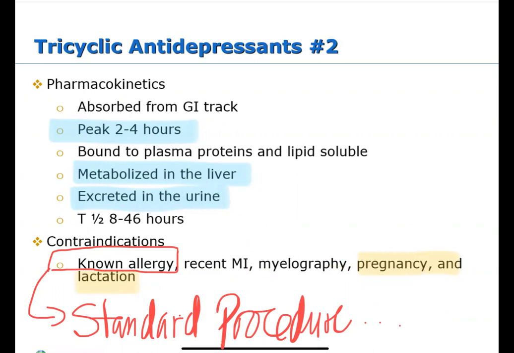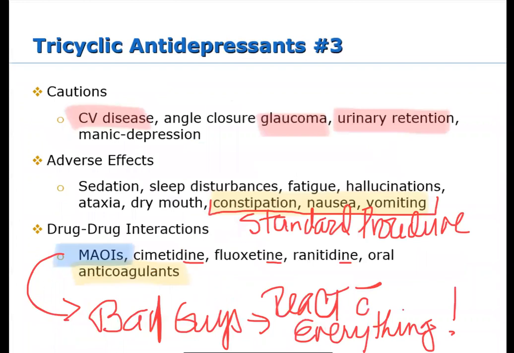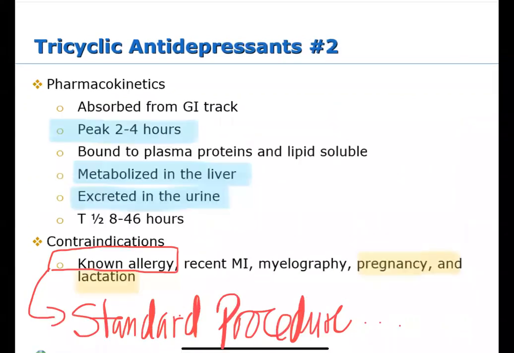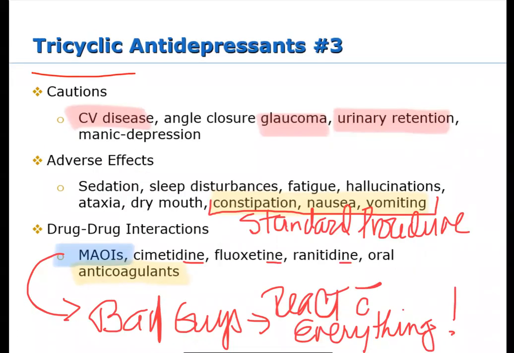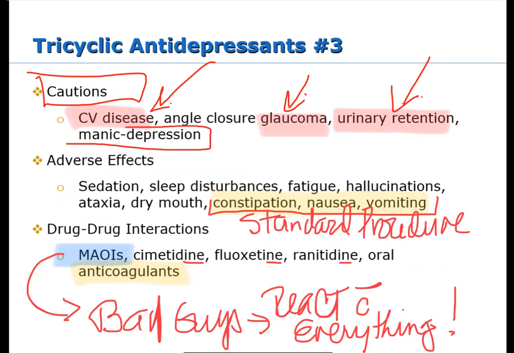And then number three, some of the cautions, and I want you to take a look at these. Cautions are very different from contraindications, right? In here, we're going to use some cautions in the case of cardiovascular disease, in the case of glaucoma, and urinary retention, right? And this is something that we will discuss in class. Now, moving on, adverse effects.